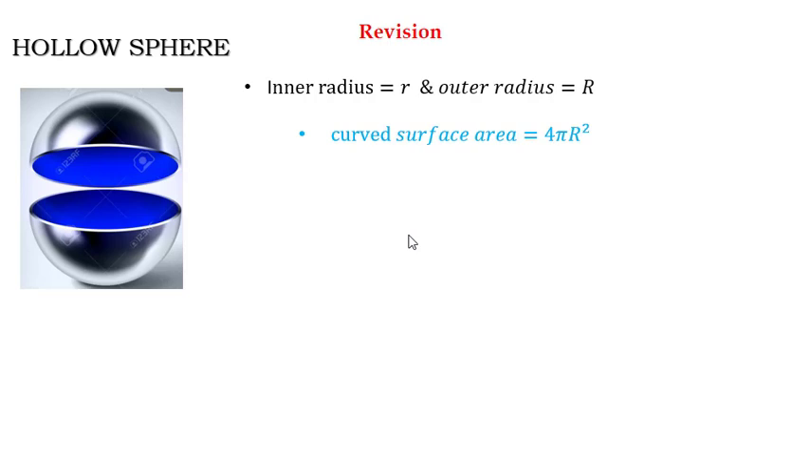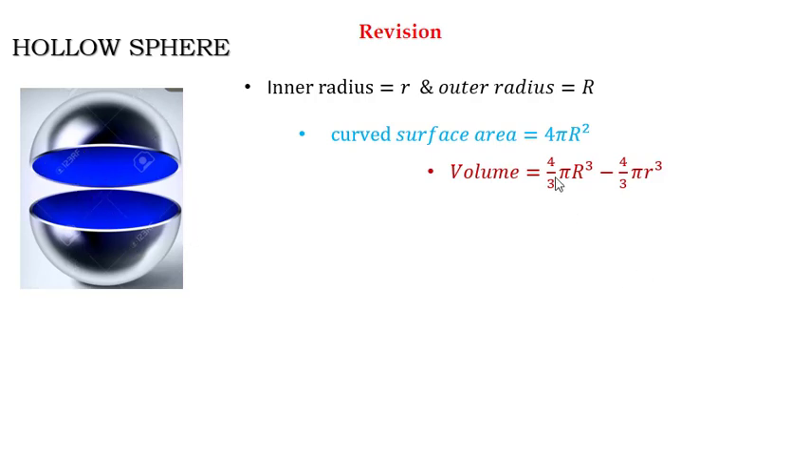So for curved surface area, we will take the outer part, which is 4 pi capital R square. If they ask us for inner, then in that case we will say that it is 4 pi small r square. Otherwise, curved surface area means outer curved surface area only. And volume is again the volume of this whole sphere minus volume of inner sphere.